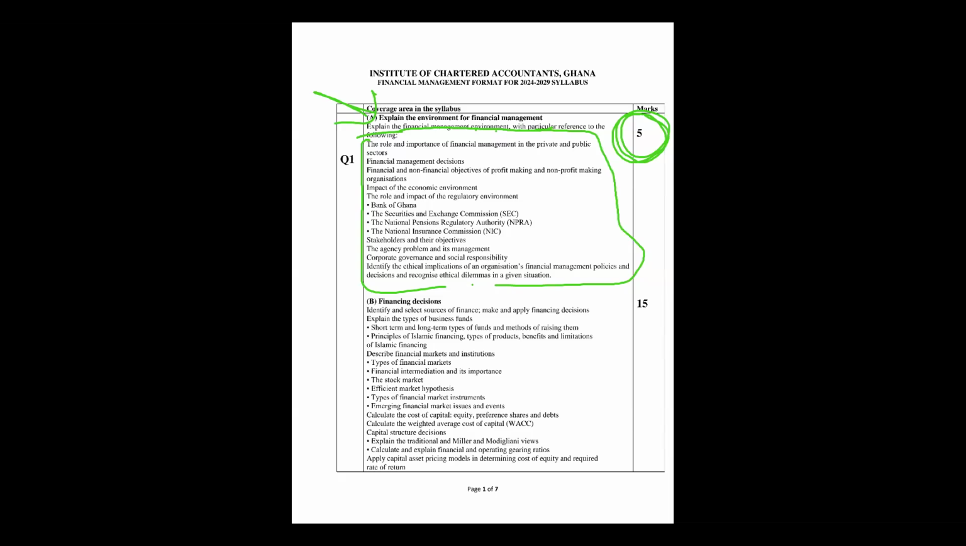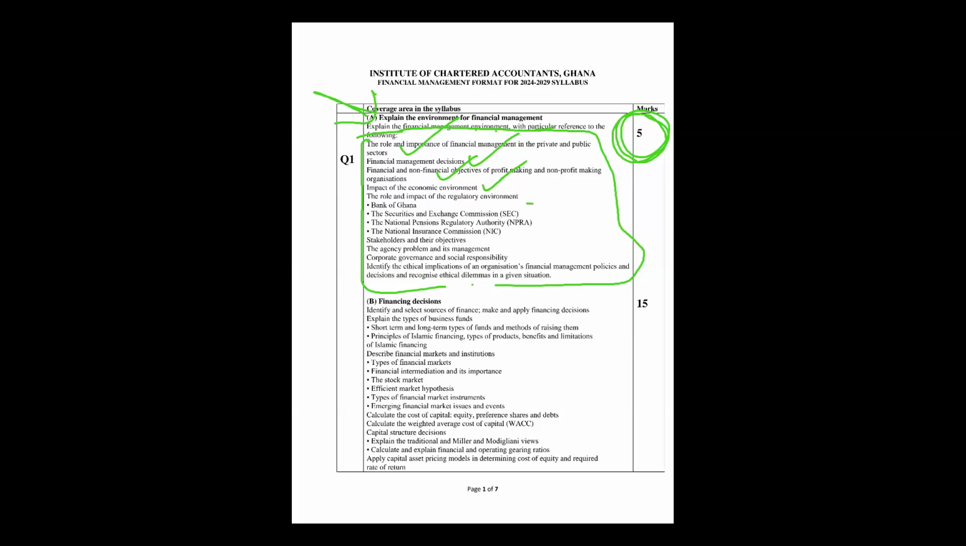What we ought to do is, when I pick the S&D notes, I'll be searching for the role and importance of financial management in the private and public sector. Then I'll read on this. Financial management decisions, I'll go and read on this. Financial and non-financial objectives of profit-making and non-profit-making organizations, I'll go and read on this, right? Impact of the economic environment, I'll go and read on this. The role of the impact of the regulatory environment.